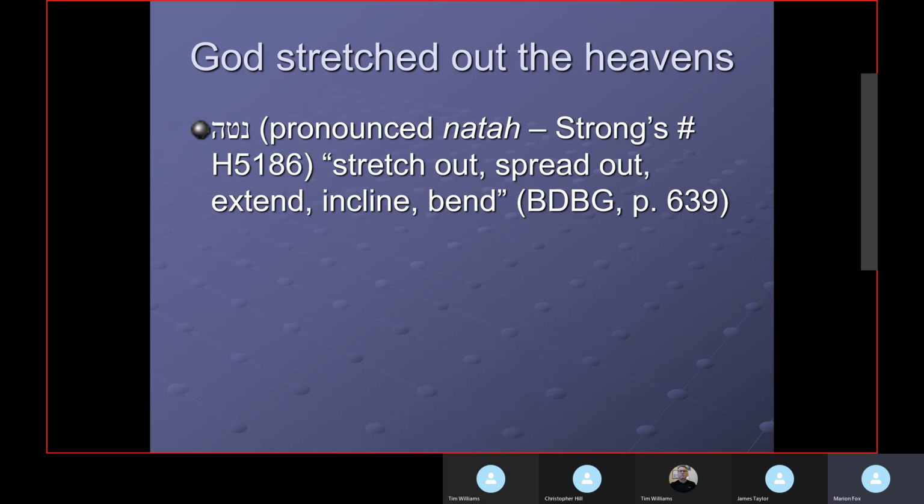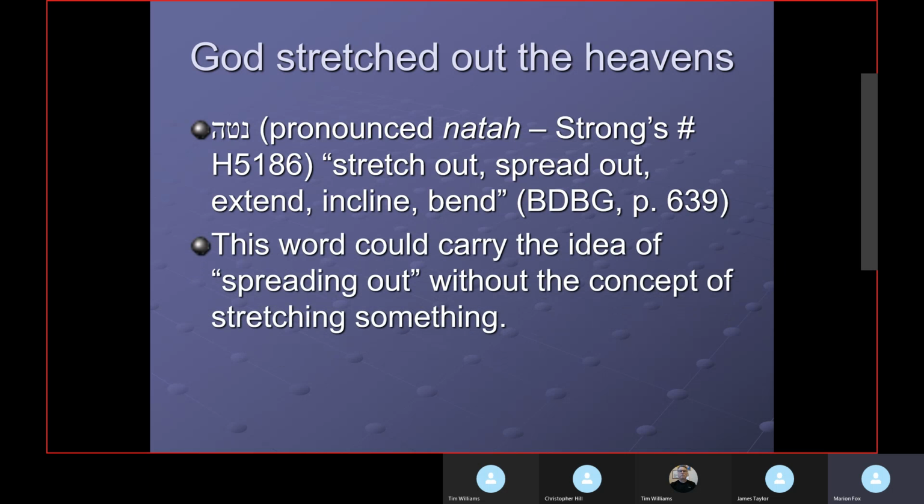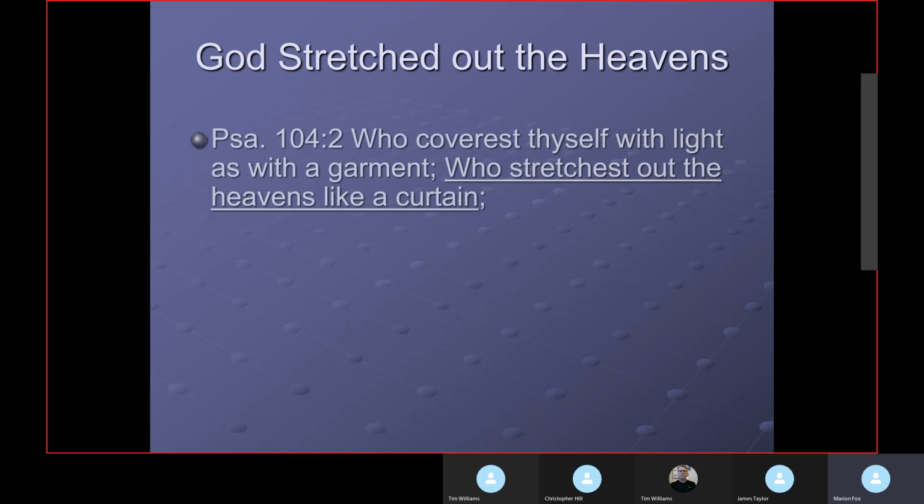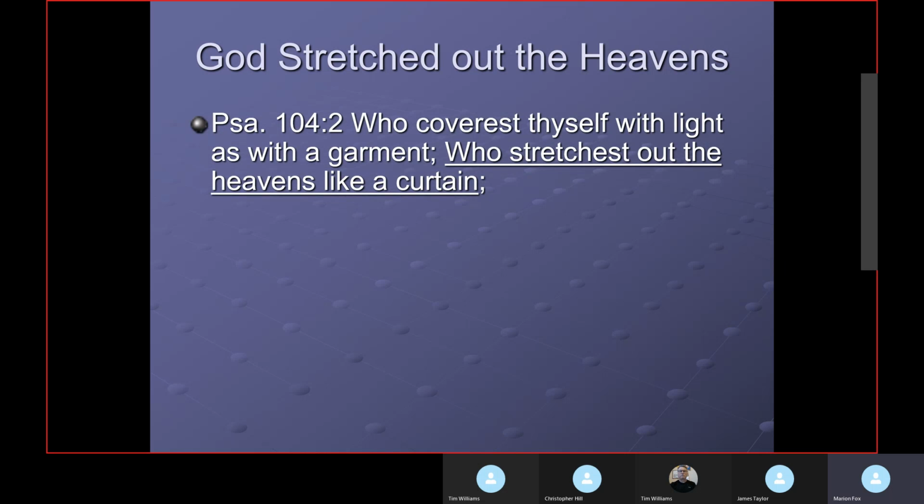Now, what we're going to look at here is what the scriptures actually say about space itself. When we're looking at space, we have to ask ourselves, what does the Bible say about space? We have the Hebrew word natah, which means to stretch out, spread out, extend, incline or bend. Brown Driver Briggs, Gesenius, Lexicon, page 639. This word could carry the idea of spreading out without the concept of stretching something, but here, I believe we can see something being stretched or spread out.